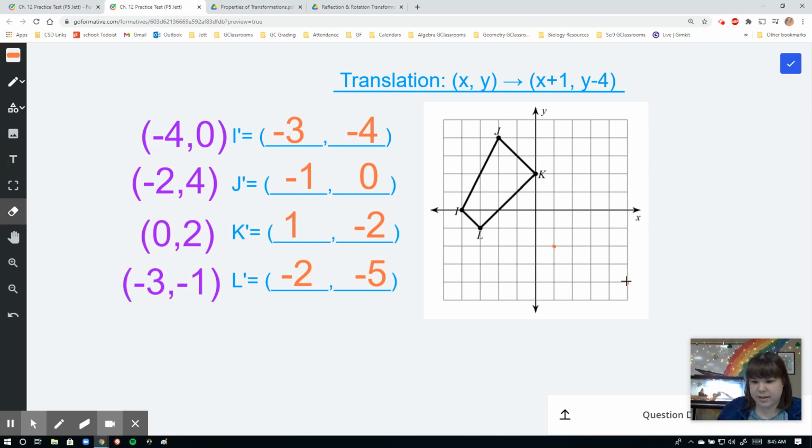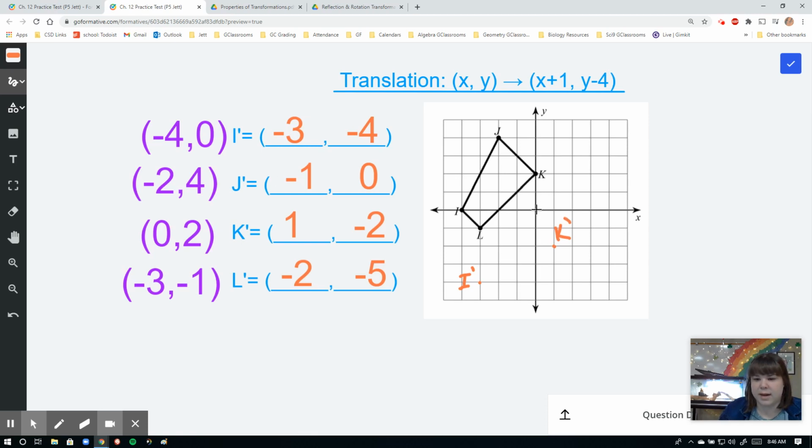All right, let's erase this dot right here. There we go. So now this makes a little bit more sense because again, we're going to go to the right one and then down 1, 2, 3, 4. And that's at -3, -4. So I fixed my error. Okay, so there's I prime. And we decided that this is K prime.